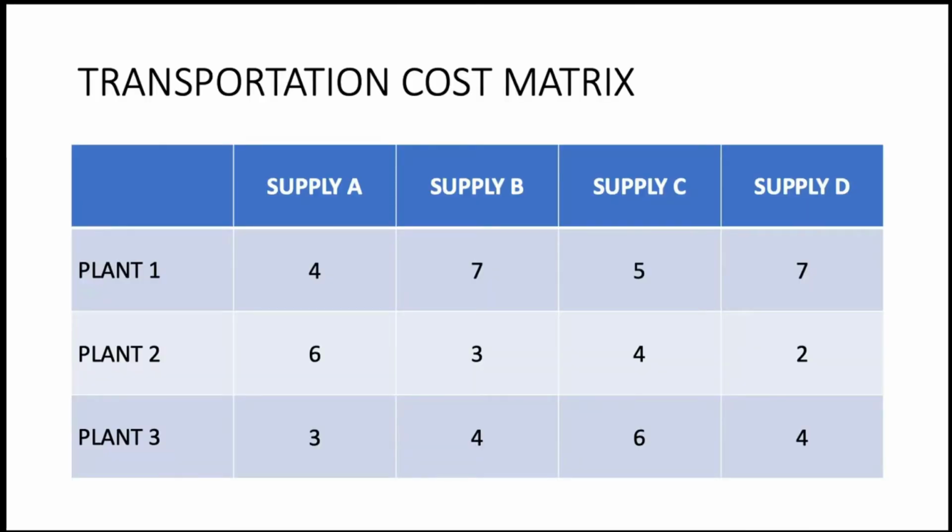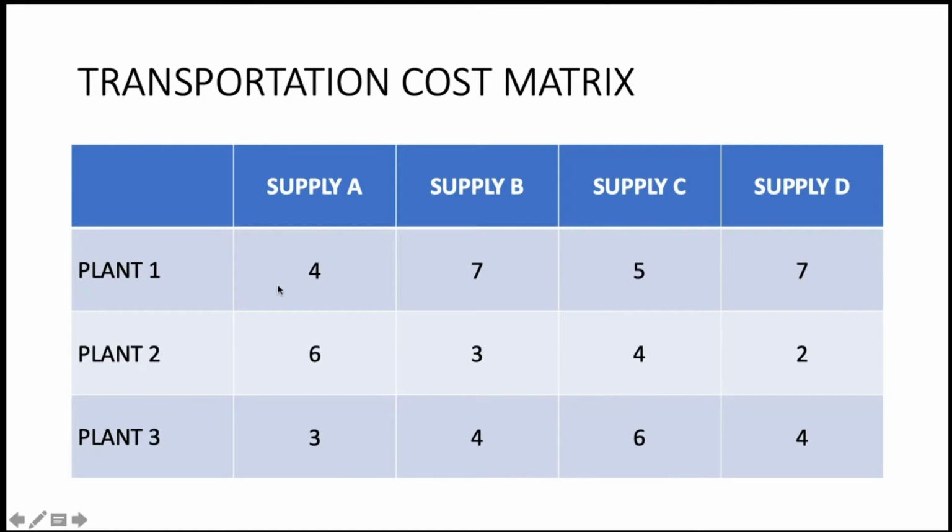So here's a typical example where I've assumed that there are 3 plants which are receiving supply from 4 sources. Right? So you can orient it any way you like. You can have the supply on the row and the plants in the column or vice versa. It doesn't matter. So what we have in each cell is called the unit transportation cost.